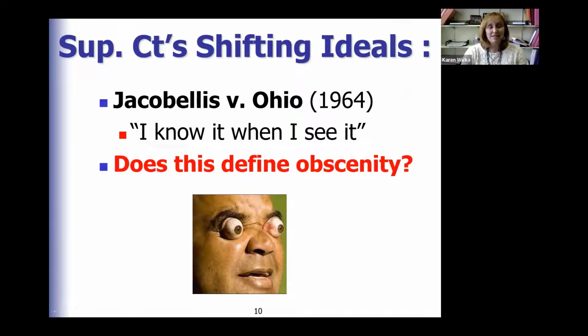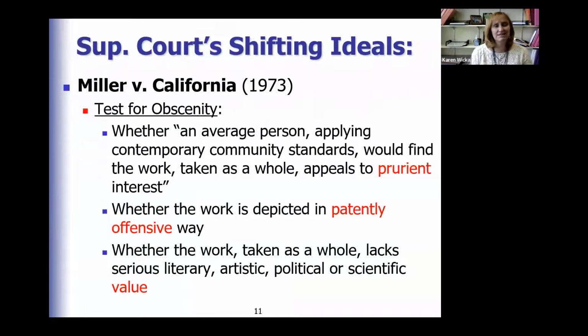So that was in 1964. It wasn't until 1973 where the court actually started to define obscenity. And this is the definition they came up with, and this is still the definition used today. And if you look up obscenity in New York state law, we use this exact definition for obscenity. So in order for something to meet the standard of obscenity, it has to meet 3 requirements.